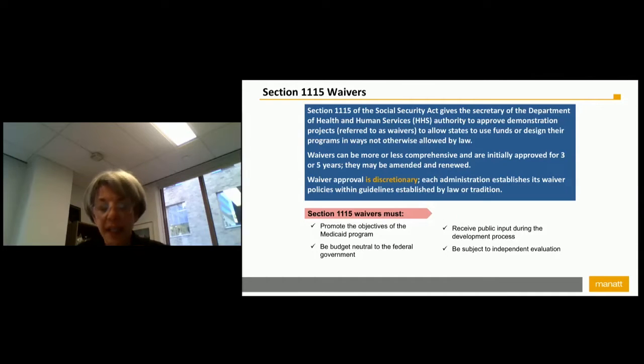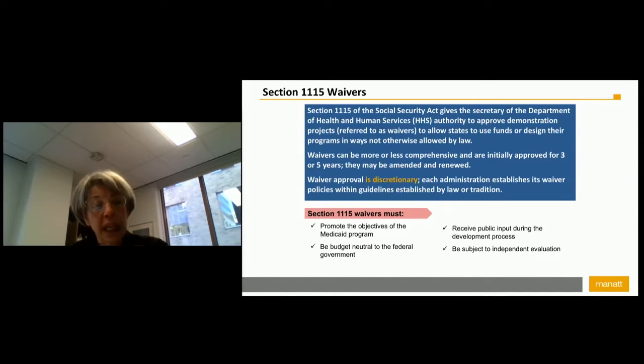And what Section 1115 does is it gives the Secretary of HHS, of the Federal Department of Health and Human Services, the authority to approve demonstration projects, and that's what they're called officially. They're known as waivers, but they're demonstration projects that allow the state to use funds or to design their programs in ways that otherwise you couldn't do under the law. Right? So you're either trying to do something that the law says is not the way to do it if you're going to get Medicaid programs, so you're trying to waive that provision of law, or you're trying to get dollars to be used in ways that aren't otherwise authorized by federal law.